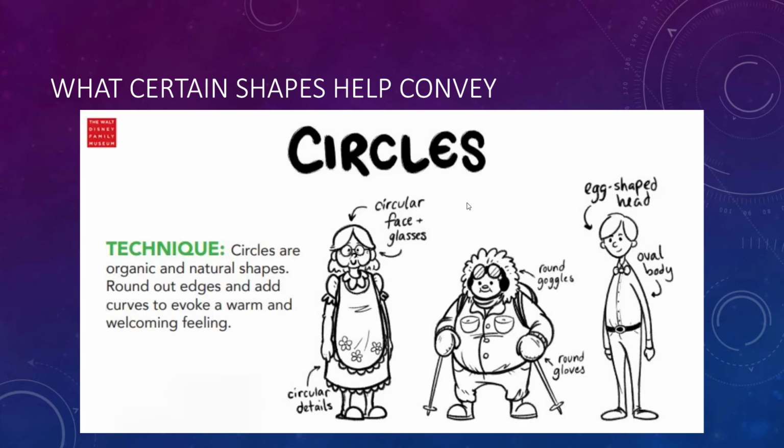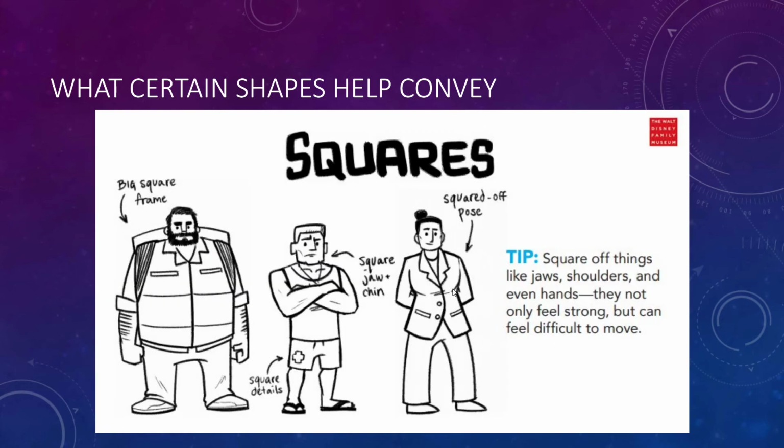So circles, again, I'll let you read through this in your own time because there's a lot of stuff here. Circular details, so stuff like stuff on dresses. This old grandma isn't going to be all Kratos and ripping demons' heads off. Squares are built for people with bigger frames, or to show rigidity. That's why crew cuts are normally square.